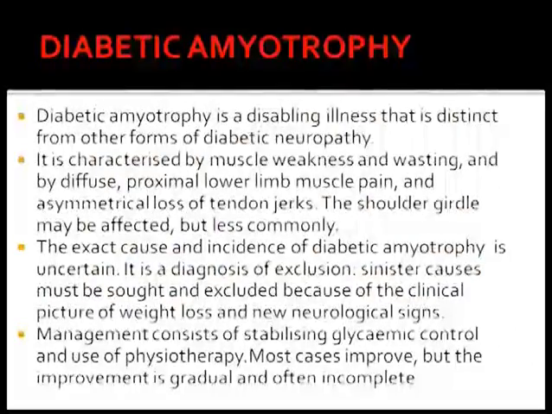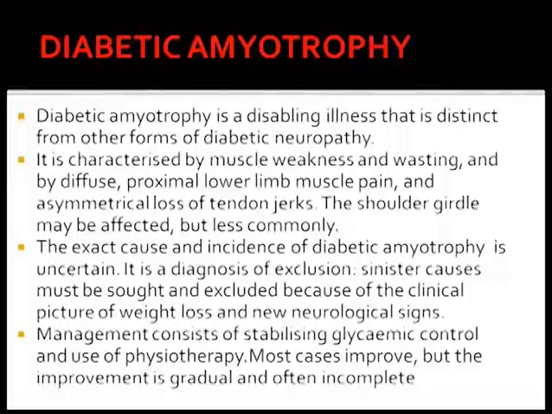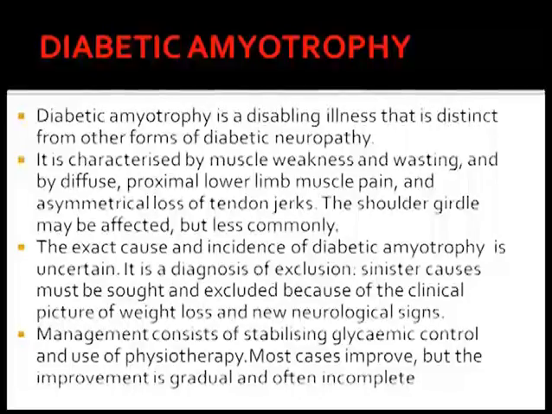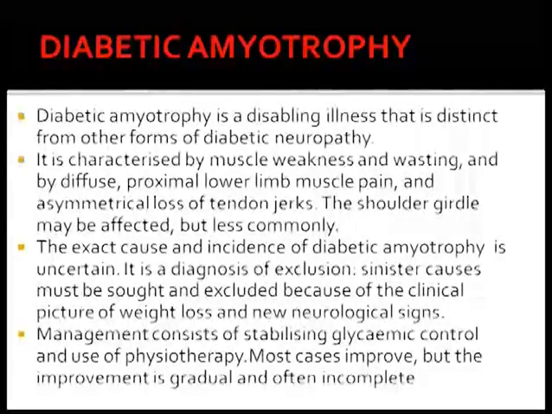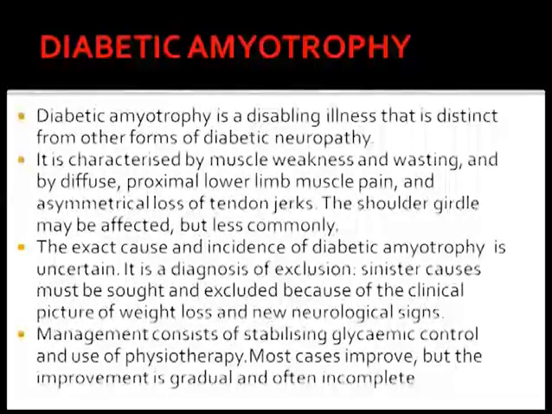And then we'll come to the last condition which I told you has been reported in JAPI. Very rare but just important to know. It's a disabling illness that is distinct from any other form of diabetic neuropathy, characterized by muscle weakness and wasting, and by diffuse proximal lower limb muscle pain, symmetrical loss of tendon jerks. Shoulder girdle may be affected but less commonly. The exact cause and incidence of diabetic amyotrophy is uncertain. It's a diagnosis of exclusion.